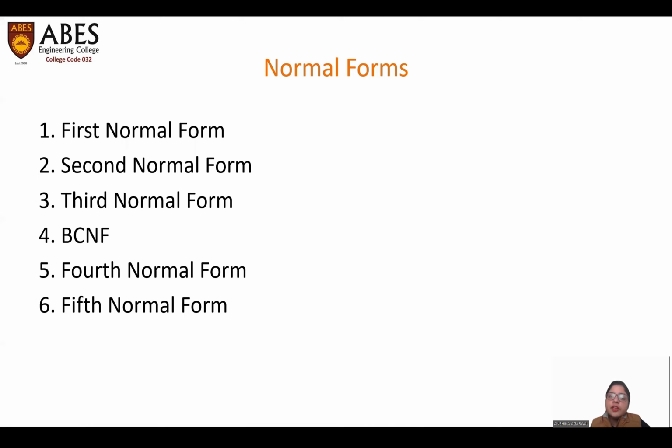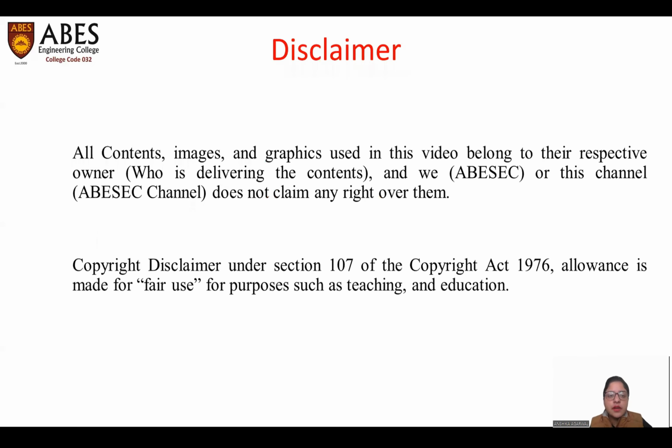In third normal form, we don't have any transitive dependency, means we should not have non-prime to non-prime dependency. We will see this later. In BCNF, that is Boyce-Codd normal form, all the LHS should be a super key, means whatever we are determining should come from a super key. Then we have fourth normal form and fifth normal form. All these normal forms we will discuss in detail later in our next slides.